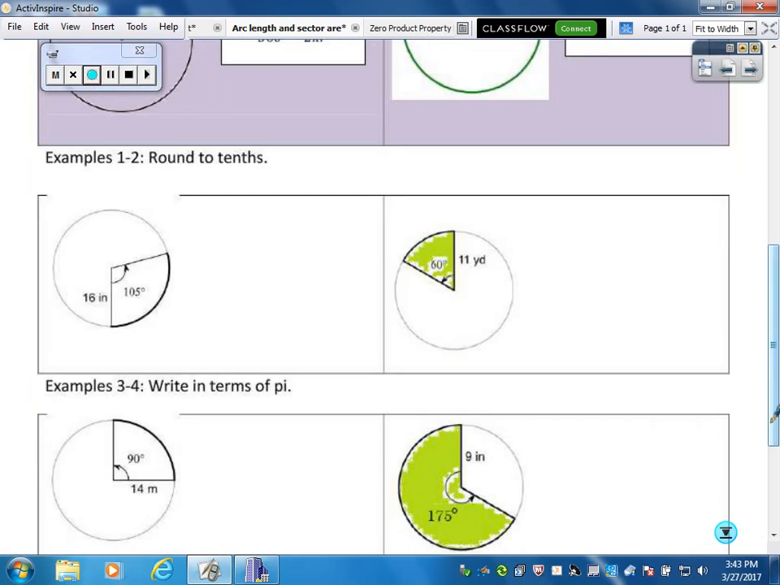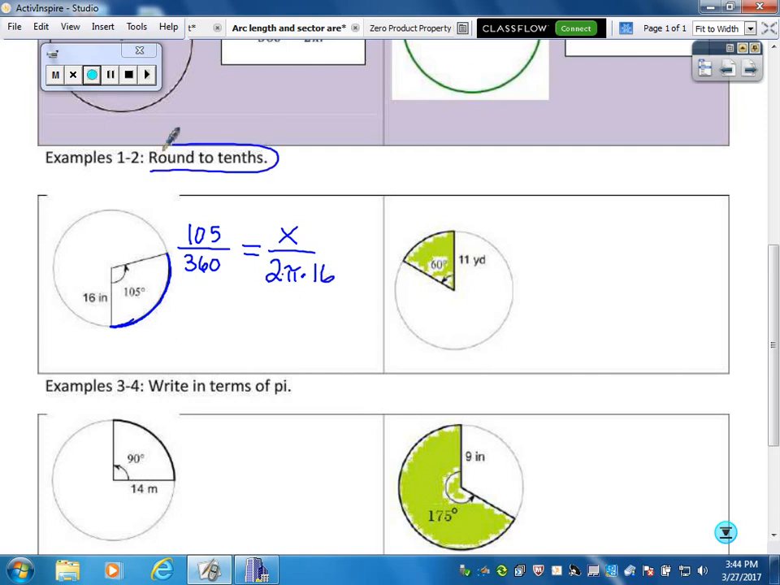Right here, I know it's arc length, and the way I know is because it's bolded this outside area right here. Otherwise, read your directions carefully. Sometimes they'll just say in the directions what they want. So what I want is 105 degrees out of 360 degrees, and I want that to be equal to how much of the circumference? So 2 pi r. So 2 times pi times 16.